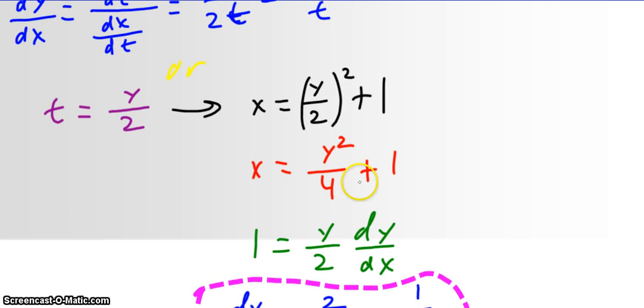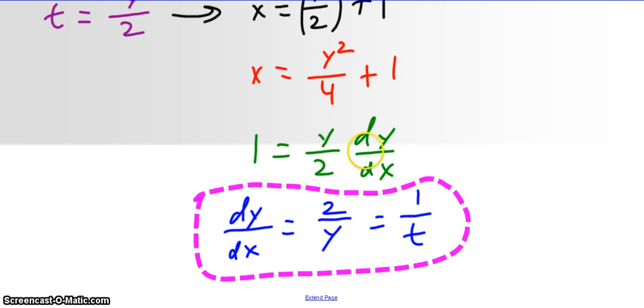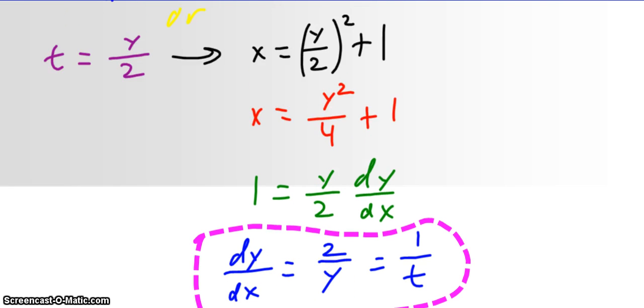So x equals y squared over 4 plus 1. I'm sorry, I said plus 2 up here, plus 1. Now when I take the derivative with respect to x, remember, the derivative of x is 1. The derivative of y squared over 4 is going to be y over 2 dy dx, and the derivative of 1 is 0. So now if I rewrite this to solve for dy dx, it is 2 over y.